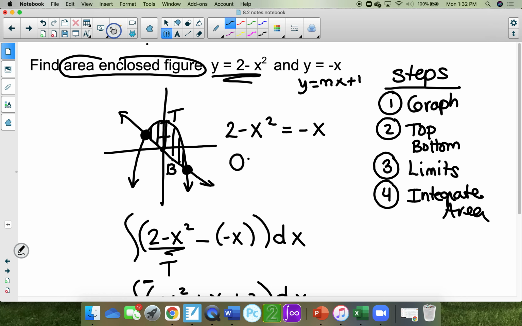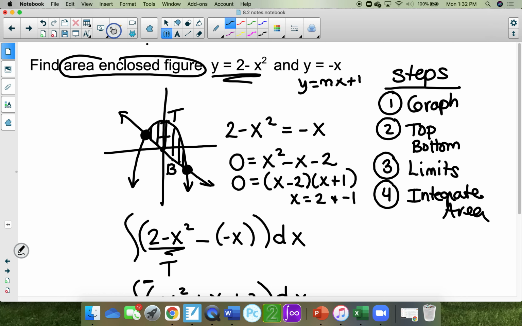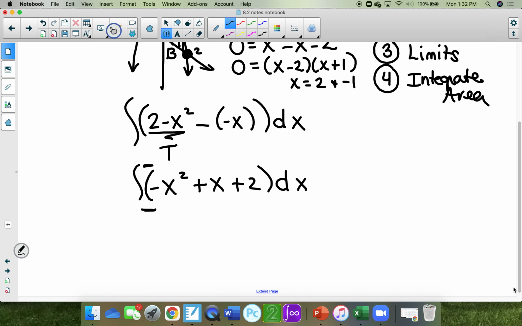I'm going to bring everything over to the right side. Whoops, it's a negative x. It's a positive x squared minus x minus 2. That factors into x minus 2 and x plus 1. So x equals 2 and x equals negative 1. So from negative 1 to positive 2 is where I'm going to integrate.